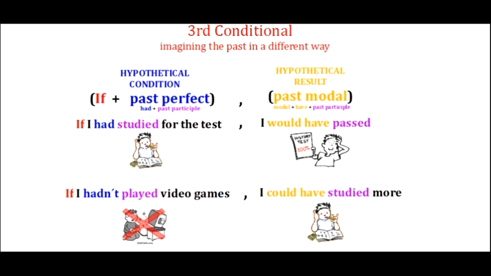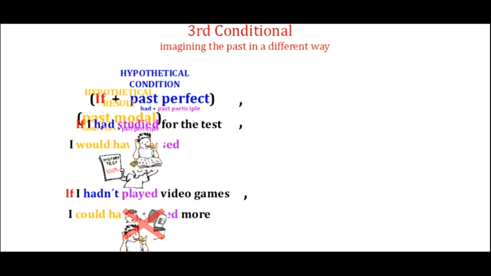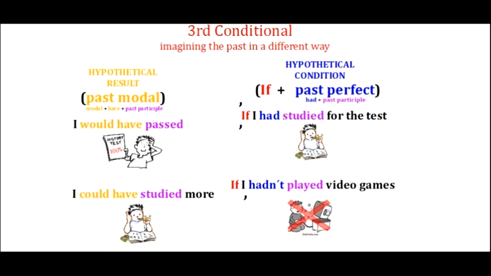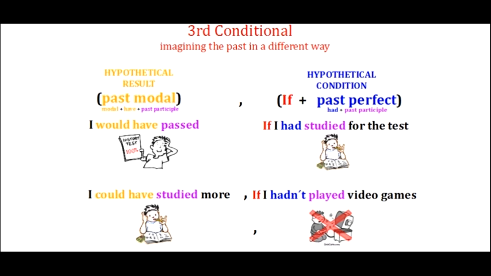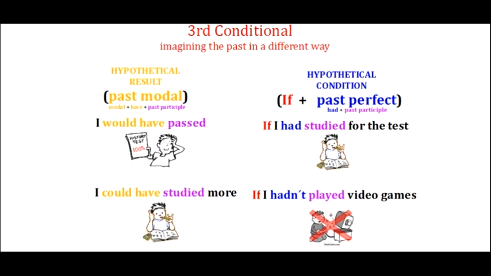Notice that when I use my hypothetical condition first, right, if I had studied for the test, I use that comma to separate that from my hypothetical result. I would have passed, right? But I can switch the order of these, and I can use my hypothetical result first, and then talk about the condition second, okay? But if I do this, I no longer need these commas. I'm going to take those commas away. So if my hypothetical result is first, I don't need to use the comma. So here I can read it like this. I would have passed if I had studied for the test. Or I could have studied more if I hadn't played video games.